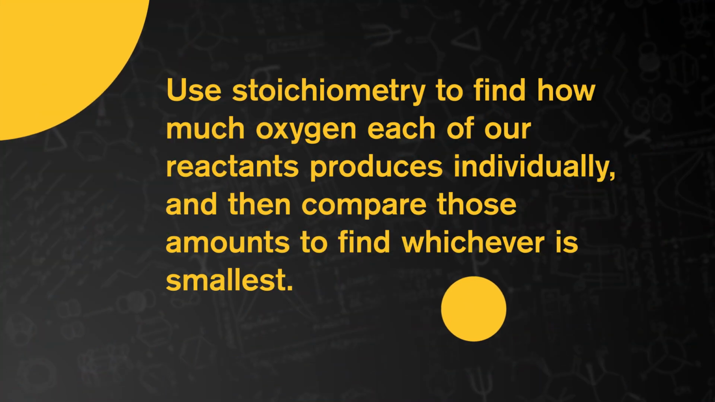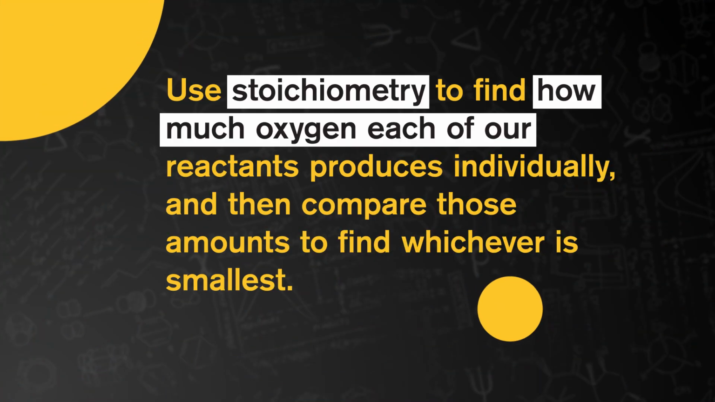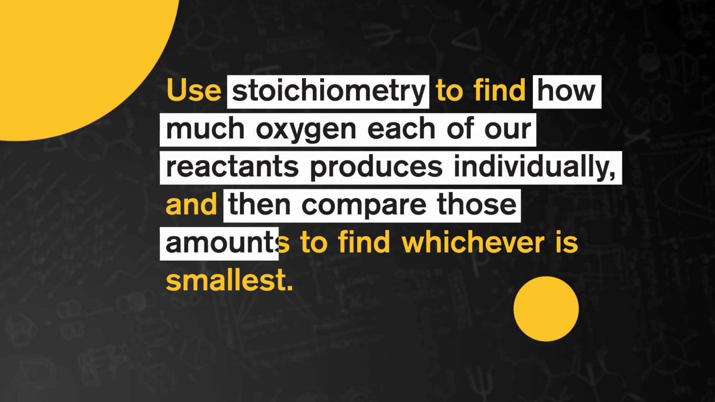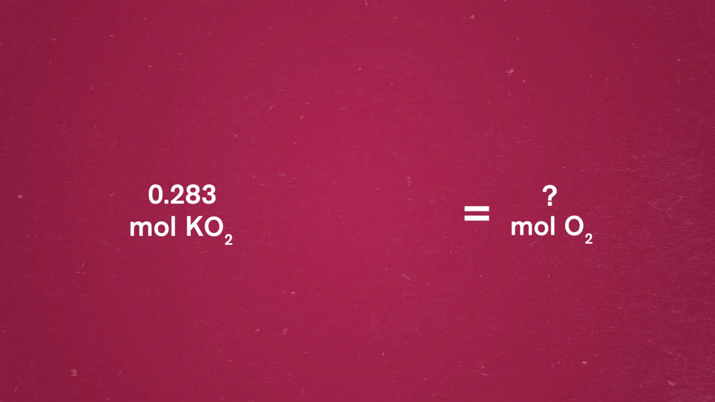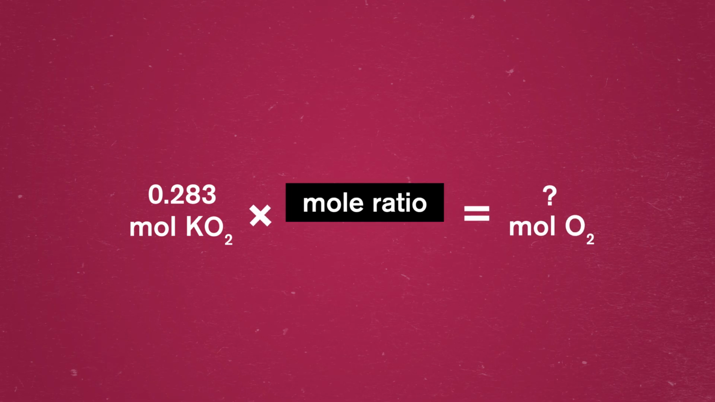We need to take the same approach as our bike problem. Use stoichiometry to find out how much oxygen each of our reactants produces individually, and then compare those amounts to find whichever is smallest. So let's set up our first of the two calculations. We have 0.283 moles of KO2, and we need a result in moles of oxygen. A mole ratio would get us from moles of KO2 to moles of O2.